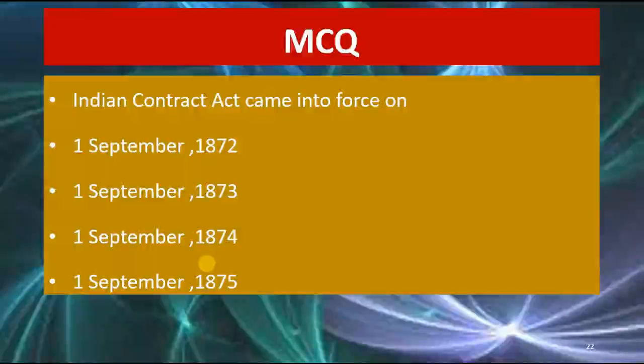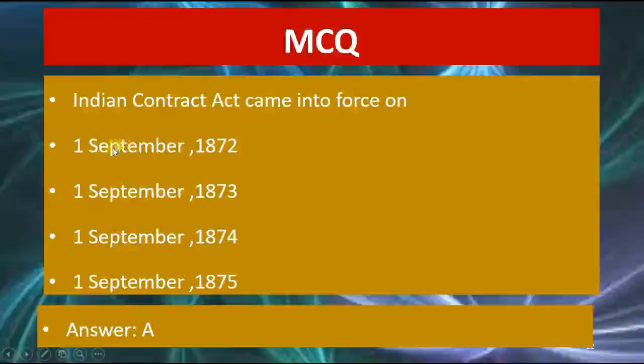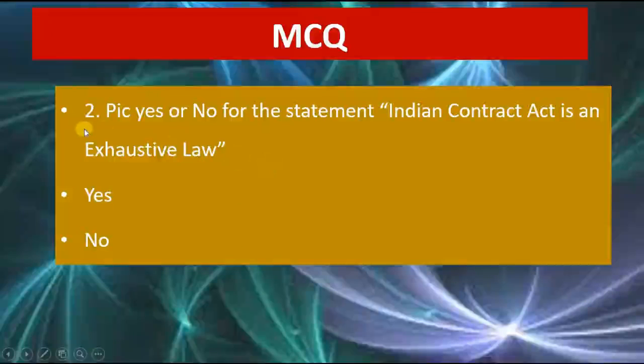So let us have some multiple choice questions. The Indian Contract Act came into force on. So here we have different dates. Yes, you can easily guess. The answer is option A, that is 1st September 1872.